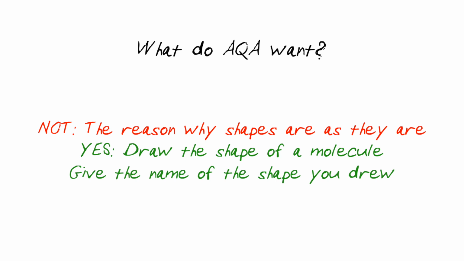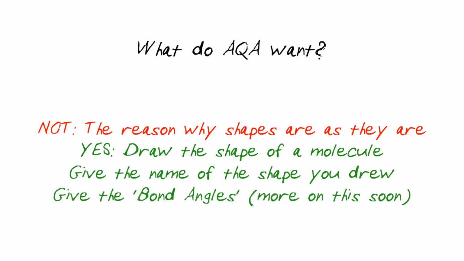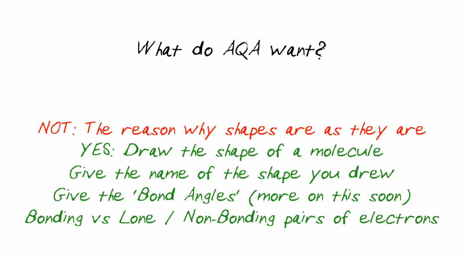Give the name of the shape and give the bonding angle. The bond angle thing will make a lot more sense as we go further into the video. You'll also be asked to explain the difference between a bonding and a non-bonding pair of electrons. Again, this will make sense as we progress.